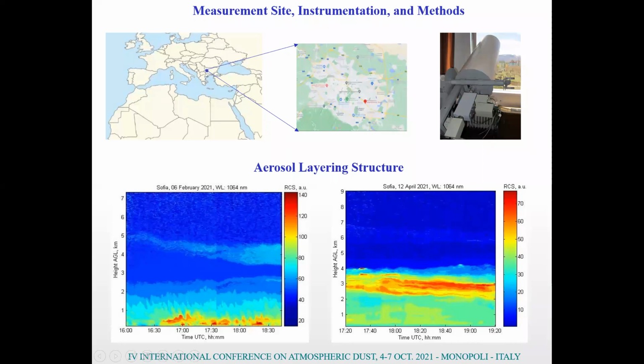On the lower part of the slide are displayed color maps representing time series of range-directed LiDAR signals at 1064 nanometers, revealing the aerosol dust stratification and its temporal evolution in the two cases under consideration.